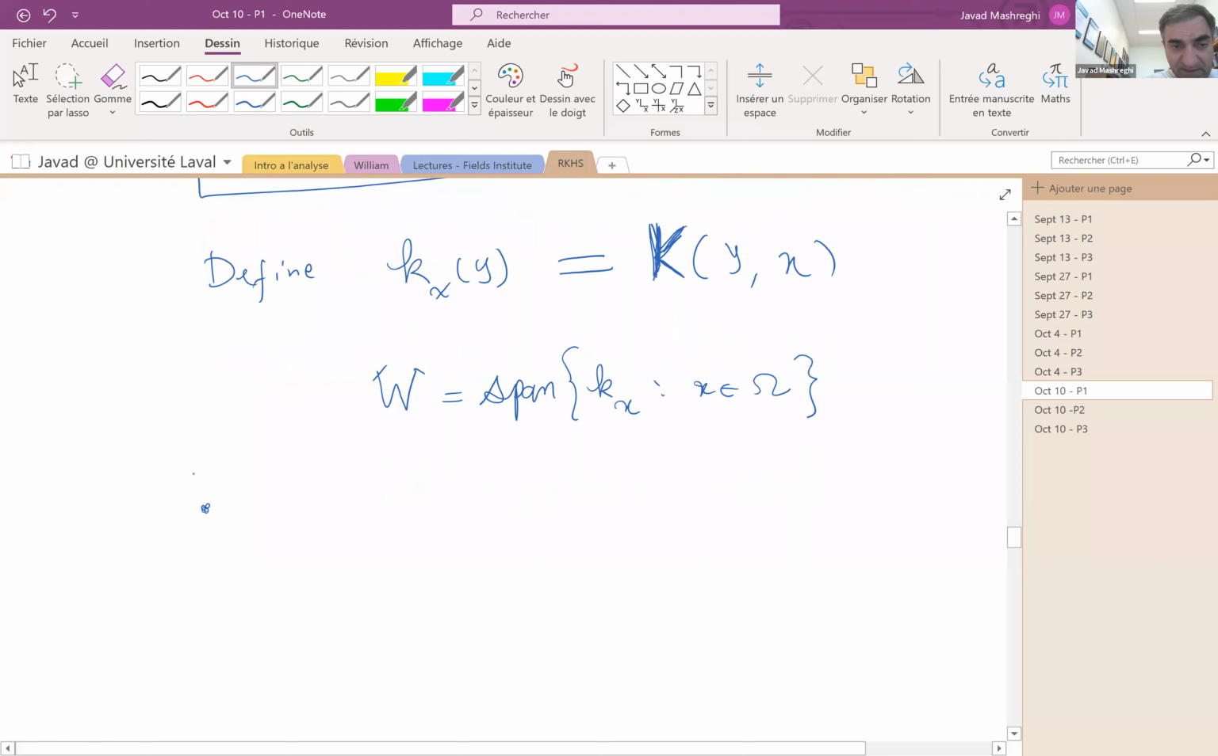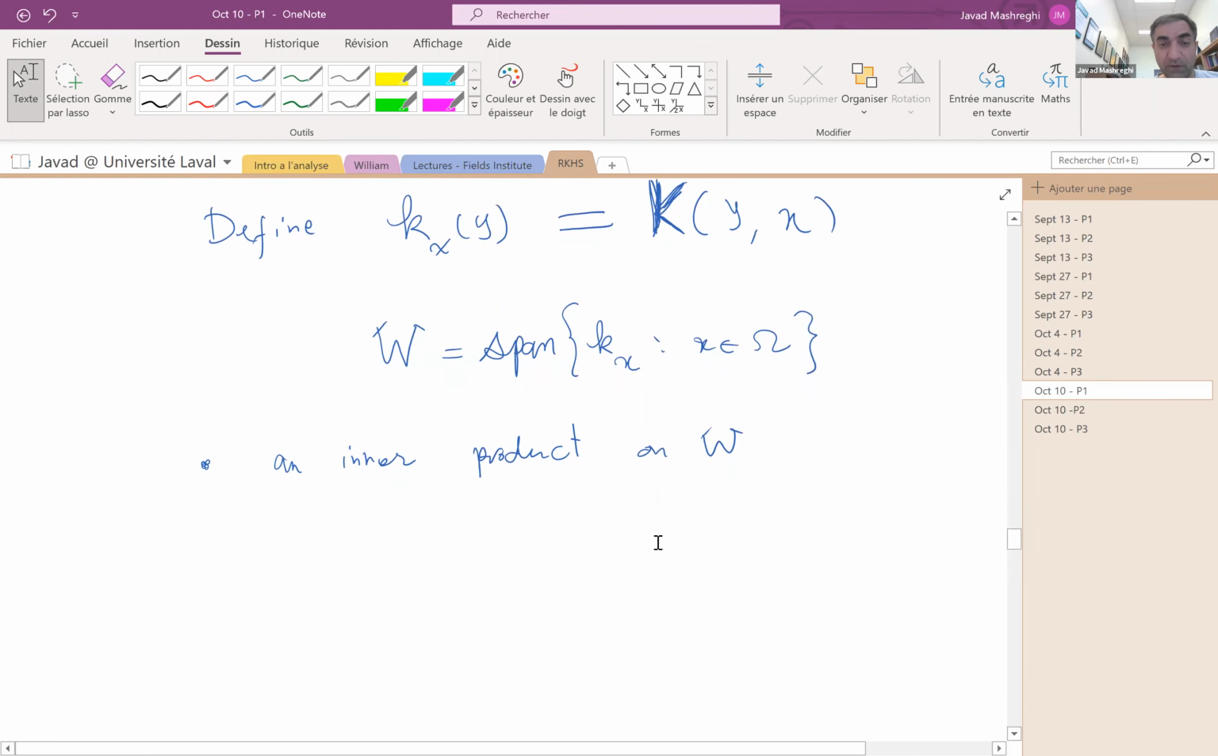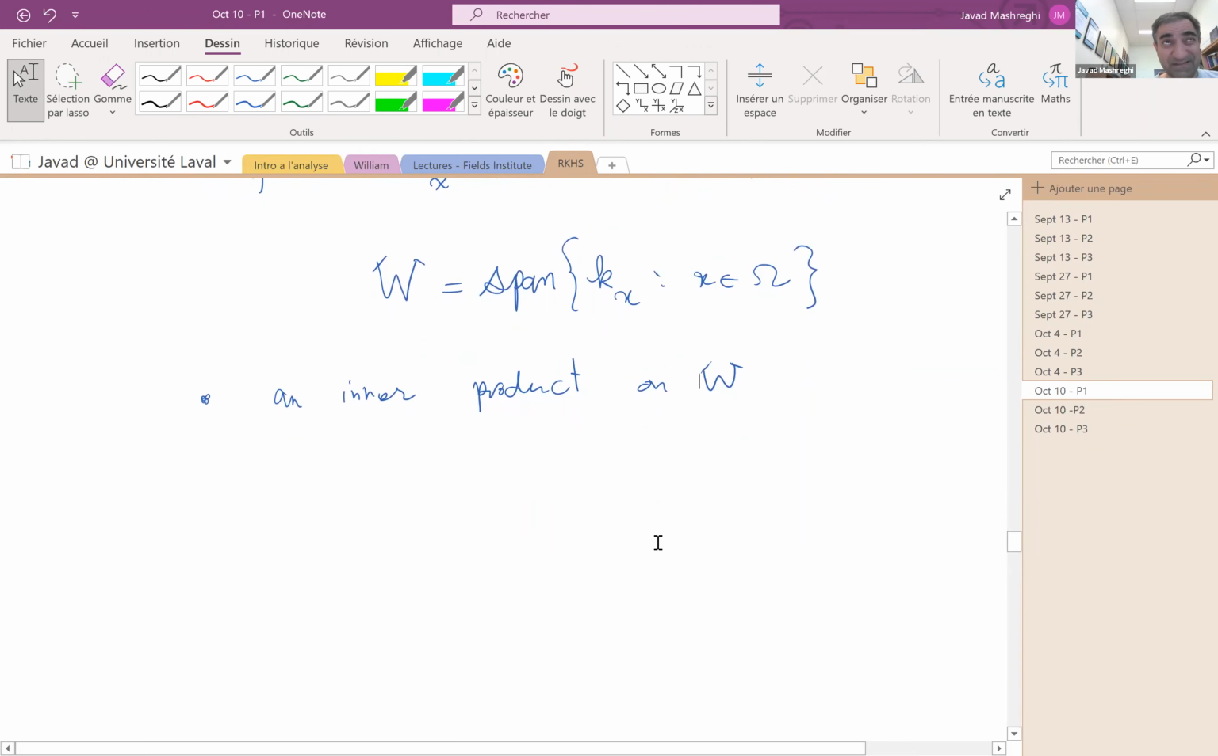The second step, we define an inner product on W. This is not straightforward. We need to work a little bit on it to show that it's really an inner product. There is no problem. And indeed, the major part of the proof is precisely here.